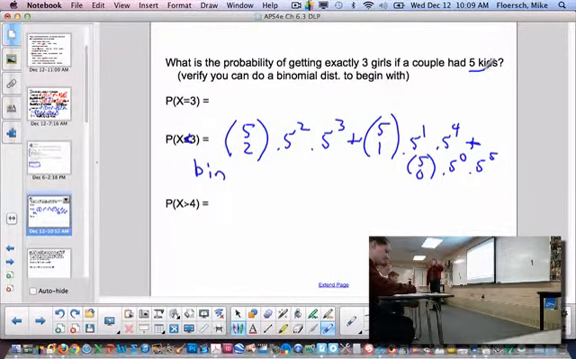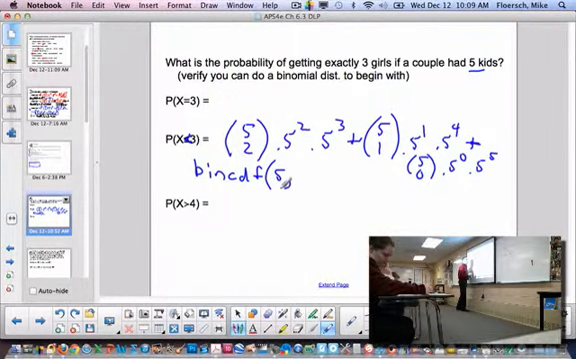Correct. They're independent. What am I missing? Equal probability. Same probability? Yeah, it's a 0.5 no matter what, each child has a 0.5 chance. Okay, so CDF, right? Isn't that what you said? Yep. How many kids? Out of how many? 5. Probability of success is 0.5.